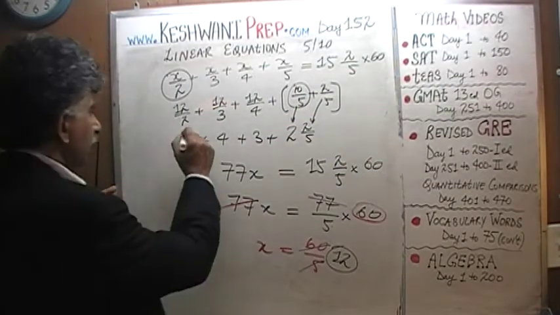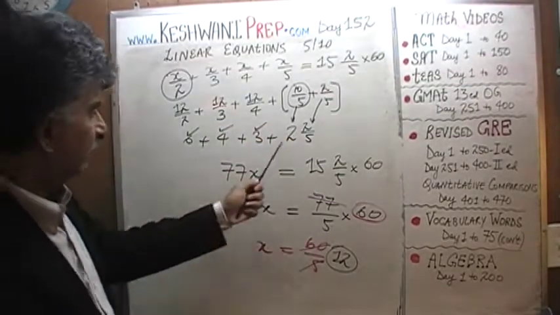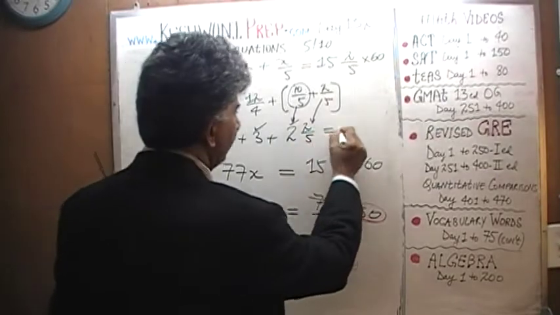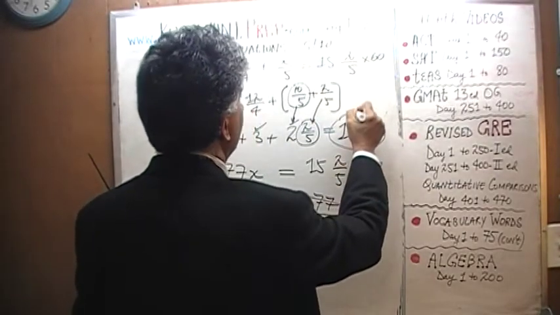We're done. 6 plus 4 is 10, 10 plus 3 is 13, 13 plus 2 is 15, so we end up with 15 and 2/5, which is exactly what we were told in the beginning.